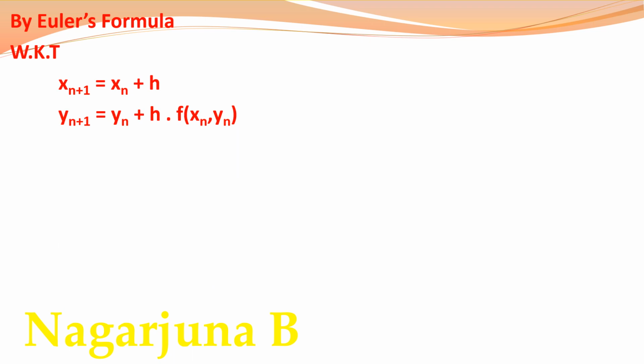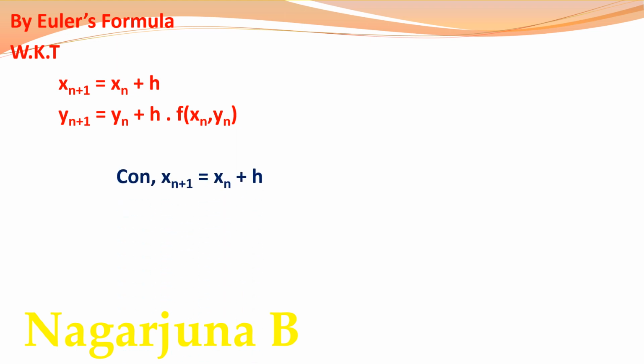They have given, we need to find a y value at 0.3, and the initial value they have given y of 0 is equal to 1, and the step length is 0.1. Therefore we need to solve this by repeating the calculation of x and y values 3 times. That means 3 times we need to find the values of x and y. By Euler's formula, we know that xn plus 1 is equal to xn plus h, yn plus 1 is equal to yn plus h into f of xn comma yn.